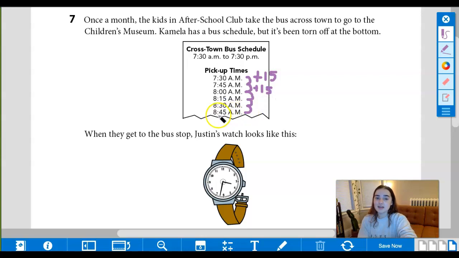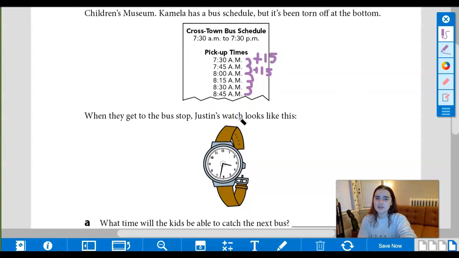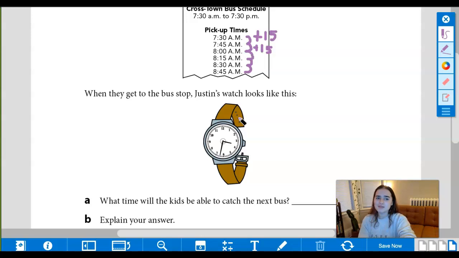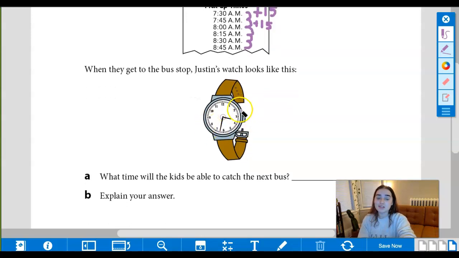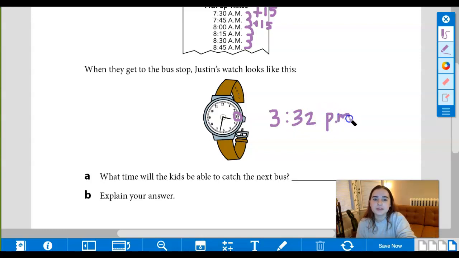Okay? Now, we know that the schedule is torn off, but if we know that the bus comes every 15 minutes, we just have to let Justin know what the next 15-minute interval is. So take a look at Justin's watch. Justin's watch reads 3. And if we know that the 6 is 30, it's about 3:32. 3:32, we know it's in the afternoon, okay?